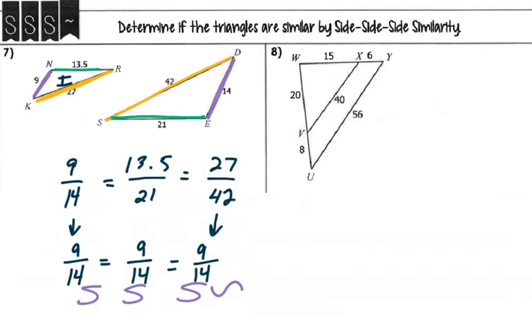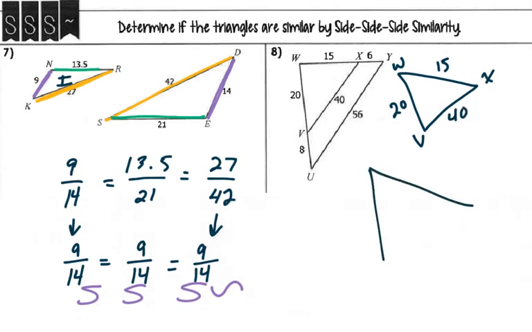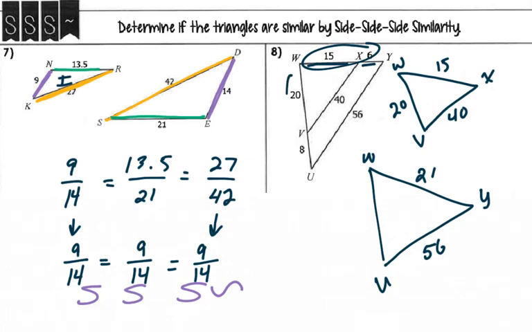Now what might be helpful with number 8 is to redraw the 2 triangles into 2 separate triangles so I can really identify which sides correspond. So I'm going to redraw W, X, V, and place those measurements on that triangle. And then I see on the larger triangle, I've been given the 56, but I haven't been given the measure of WY. I've been given measurements of 15 and 6. So what we're going to do is add 15 and 6 and get 21. And then on the other side, we have 20 plus 8, and that gives us 28.